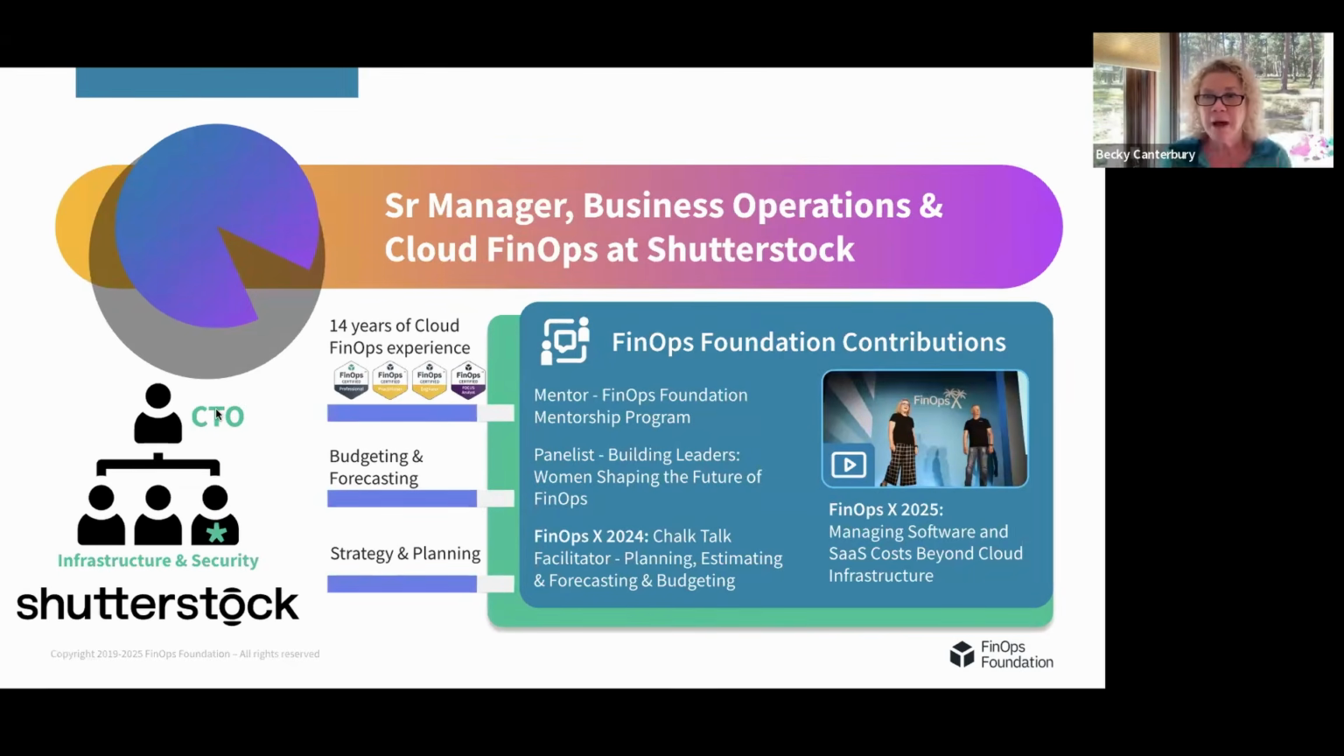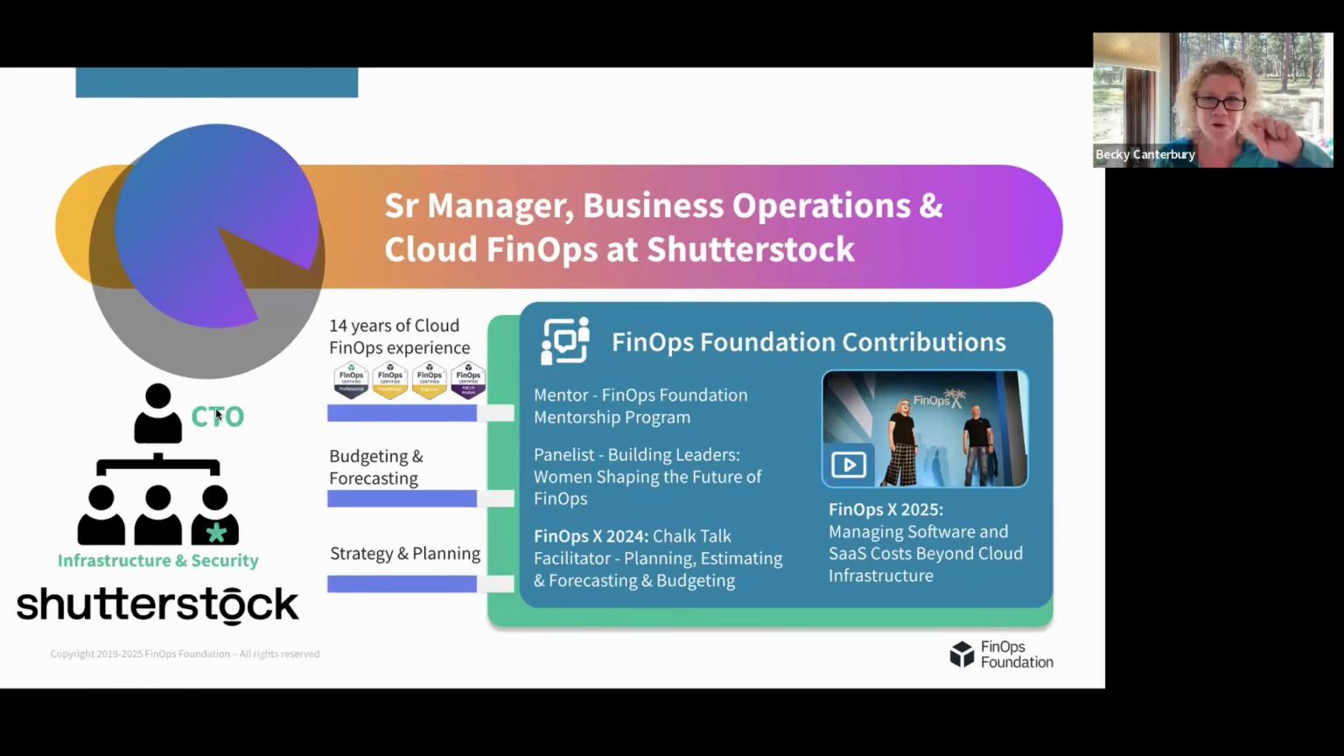So a little bit about my role. It's a nice marriage of business operations and FinOps. There's so much I do that really relates to both regarding budgeting and forecasting, constantly doing that. There's strategy, there's planning, there's roadmaps. There's so much involved there that really plays nicely in the FinOps space as well as business operations.